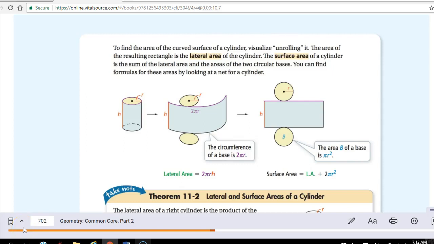Hello again. We are in lesson 11-2. We're getting ready to do problem number 3, but before we do, I want to bring your attention. I know I work the problems, but I need for you to see where we're getting the idea.